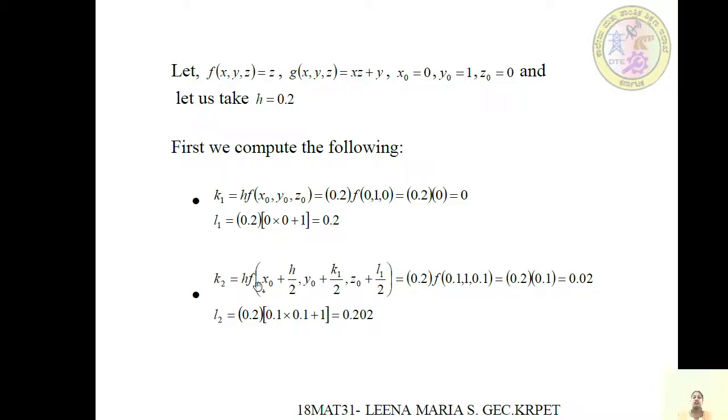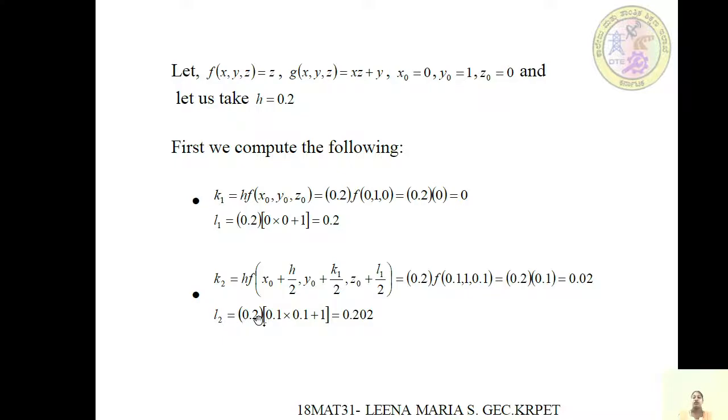K2 equals h f of x naught plus h by 2, comma y naught plus k1 by 2, comma z naught plus l1 by 2, equals h is 0.2, f of x naught plus h by 2. On simplifying this, I will get 0.1, comma y naught plus k1 by 2, that is 1, comma z naught plus l1 by 2, that is we get 0.1. But again, the value of f function is nothing but only the z. So 0.2 into the value of z, which is 0.1 here. Multiplying 0.2 into 0.1, we get 0.02.